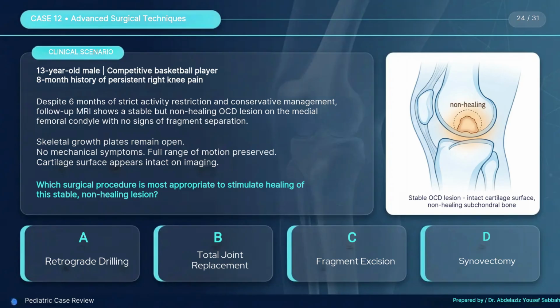Full range of motion is preserved. Cartilage surface appears intact on imaging. Which surgical procedure is most appropriate to stimulate healing of this stable, non-healing lesion? Option A, retrograde drilling. Option B, total joint replacement. Option C, fragment excision. Option D, synovectomy.